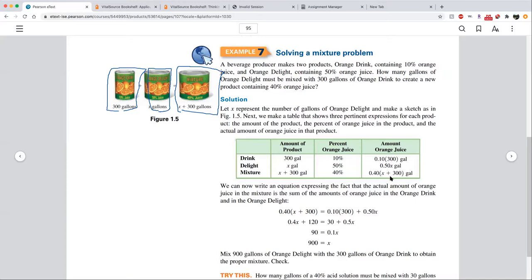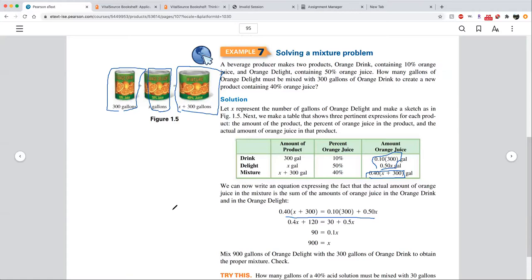So 0.4 times x plus 300, this is the actual amount of orange juice in the mixture. That must be equal to what? The sum of the two oranges. Okay, so we're going to get this. This makes sense, right? So now we solve that equation for x.